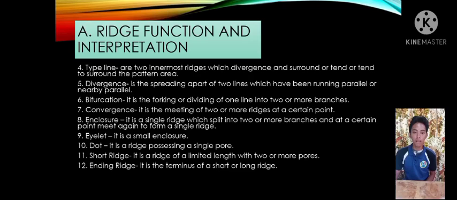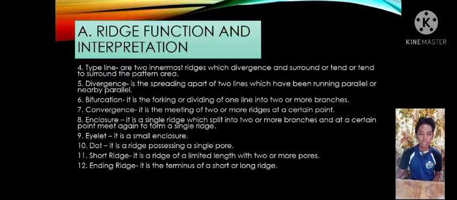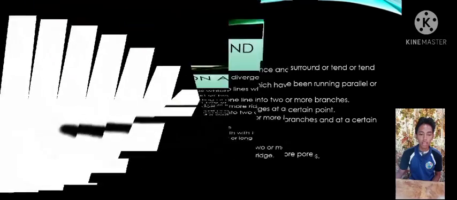Number 5. Divergence is the spreading of a part of two lines which have been running parallel or nearly parallel. So this is the picture of divergence. Ano, nakita diha na may nag-slide something diha. This is the divergence. And number 6. Bifurcation is the forking or dividing of one line into two or more branches. So nakita ninyo na line og may nag-extend nga dagan na mag-dot diha or something that like liko-liko. This is the bifurcation.